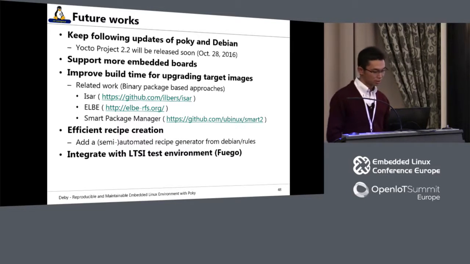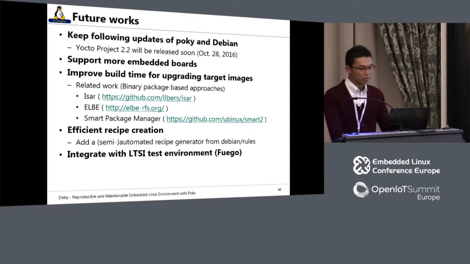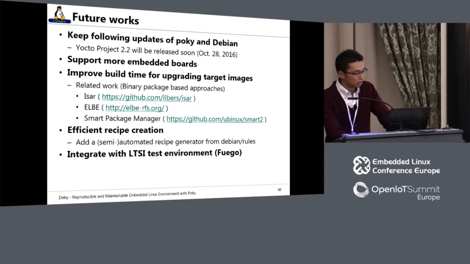The first one is Isar. Isar generates a Linux image from the Debian binary packages with bitbake. It uses bitbake, but doesn't build from the source. All applications and customized packages are built in the Debian chroot. And bitbake is used as a tool to generate the target root file system.